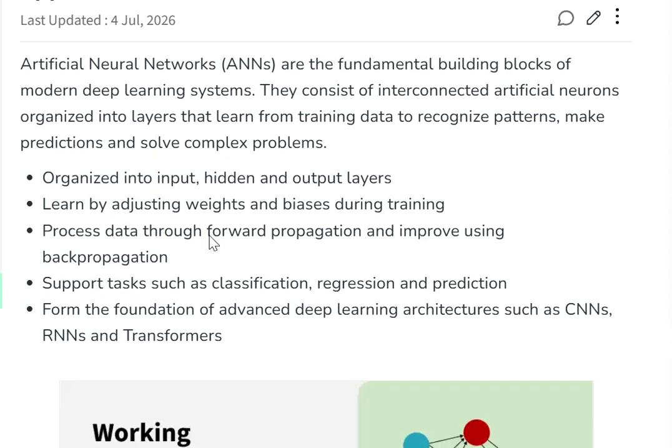They form the foundation of advanced deep learning architectures such as CNN, RNN, and transformers. CNN is used for image processing, and RNN, the recurrent neural network, stores memory and uses the stored memory to give the output. Transformers transform the data. Transformers are modern technology and use embeddings, embedding your data, like words, into numerical form, 0s and 1s, or matrices.